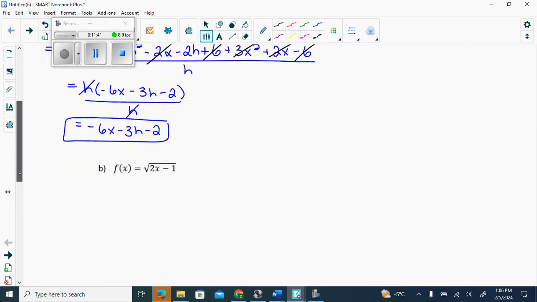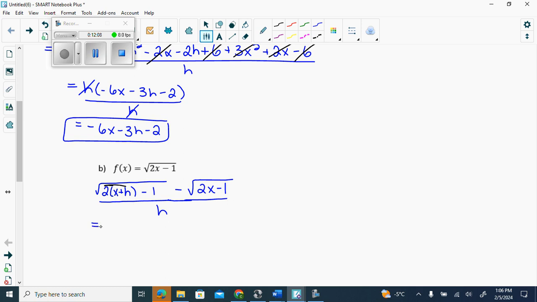The next one, putting in the x plus h isn't the difficult part of it. Right? So we're going to get square root. This x is going to become a 2x plus h minus 1 minus root 2x minus 1 all over h. You can distribute the 2 through, so you would get an equal sign.